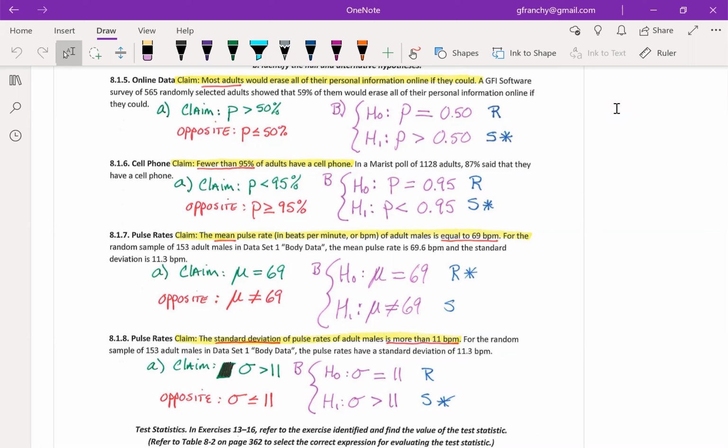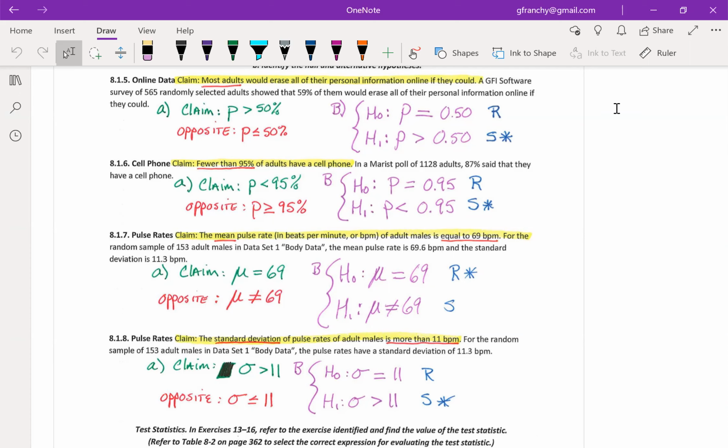Do you have a cell phone? Do you not have a cell phone? Answer yes, no, categorical variable, going to be a proportion. The other big hint that it's a proportion here is that if they're making a claim about the mean, they have to say mean. They're making a claim about the standard deviation, they have to say standard deviation.